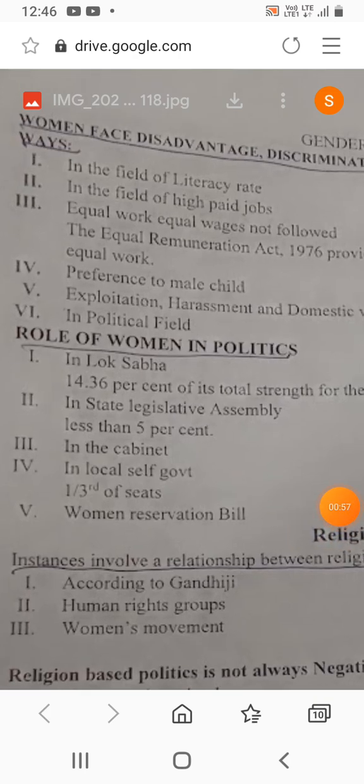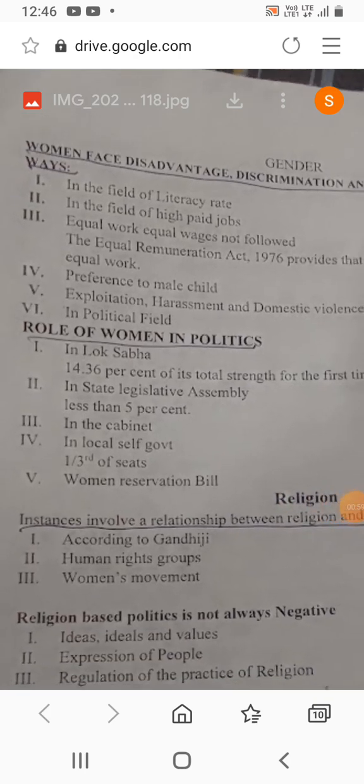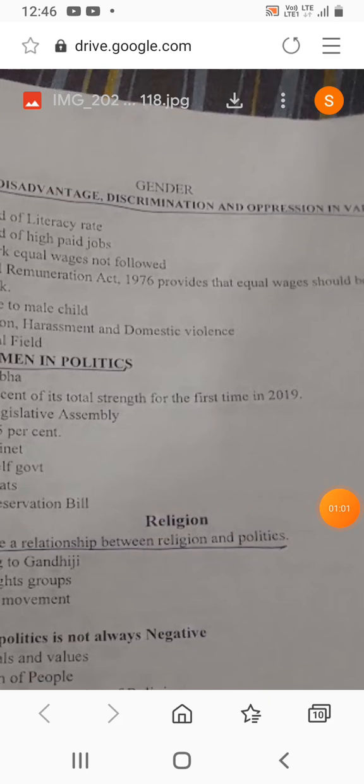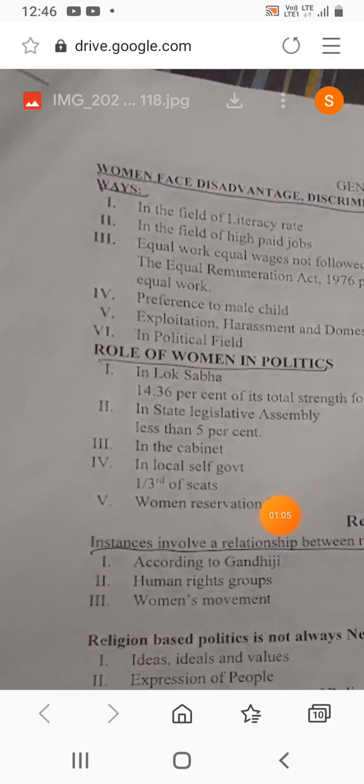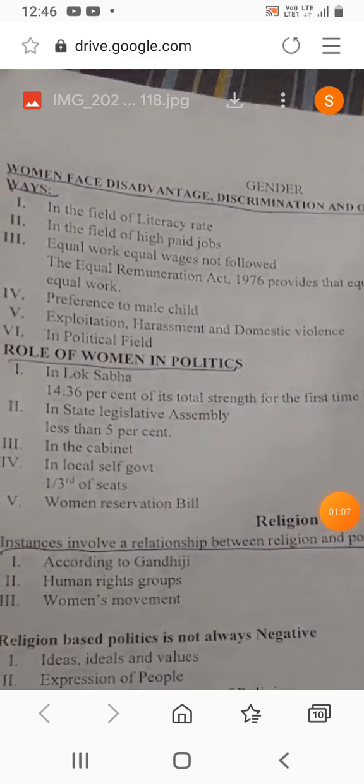So for this question, suppose you are asked to justify that women in India face disadvantage, discrimination and oppression in various ways. Suppose this statement is given to justify. So your point number 1 should be in the field of literacy rate. This should be your point heading. In the explanation you can write anything of your own. Then your second point, in the field of high paid jobs.